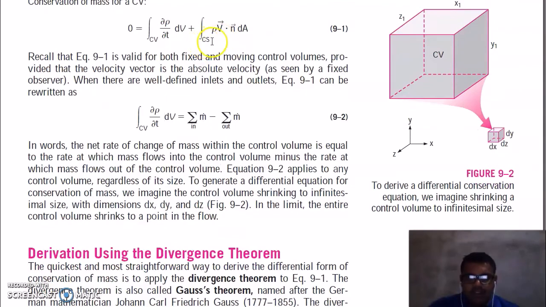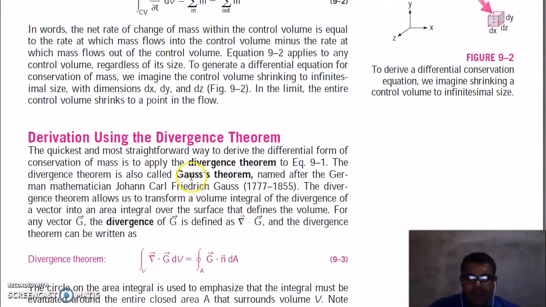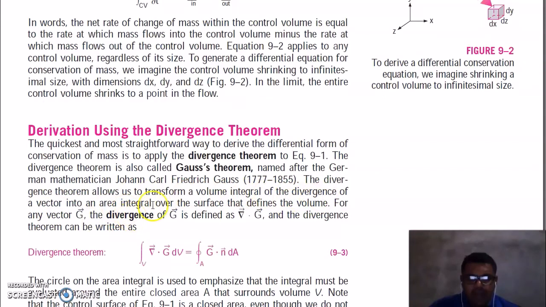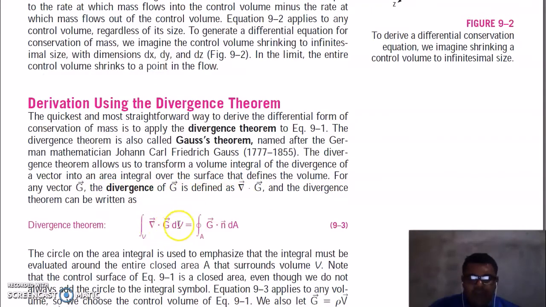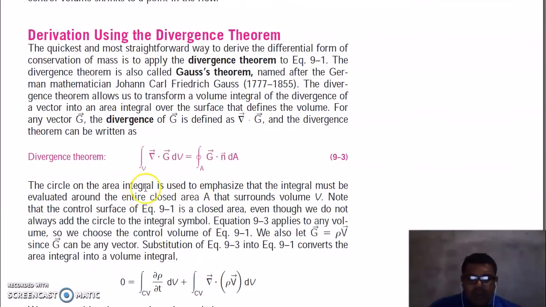We can replace this control surface integral with the help of the Gauss divergence theorem. The divergence theorem allows us to transform a volume integral of the divergence of a vector into an area integral over the surface that defines the volume. For any vector G, the volume integral of the divergence of G, ∇·G dV, over the control volume is equal to the closed integral over the surface of G·n dA, meaning a volume integral can be converted into a surface integral. The circle on the area integral is used to emphasize that the integral must be evaluated around the entire closed area A that surrounds the volume V.